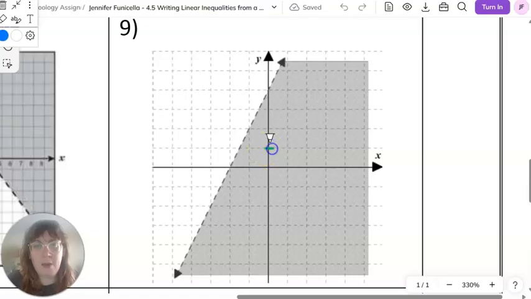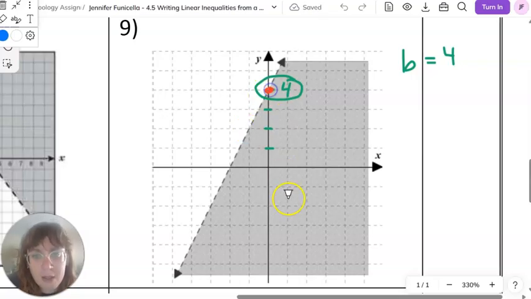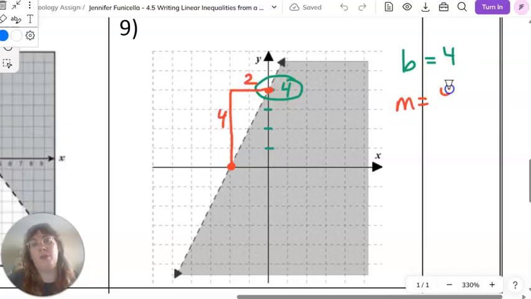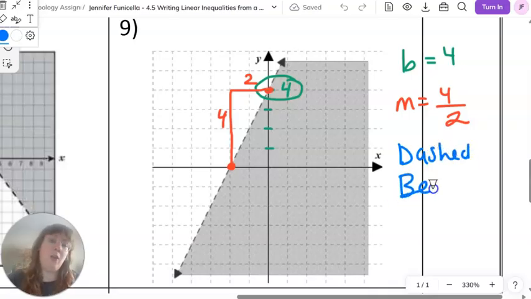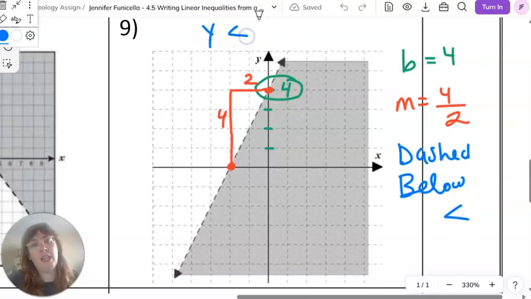So question 9, we have that y-intercept at 1, 2, 3, 4. And our slope, here's a point, here's a point. So we're going up 1, 2, 3, 4 and over 2. So our slope is 4 over 2. It is dashed and shaded below. So it'll just be less than. So we have y is less than 4 divided by 2, which is also simplified to just 2x plus 4.